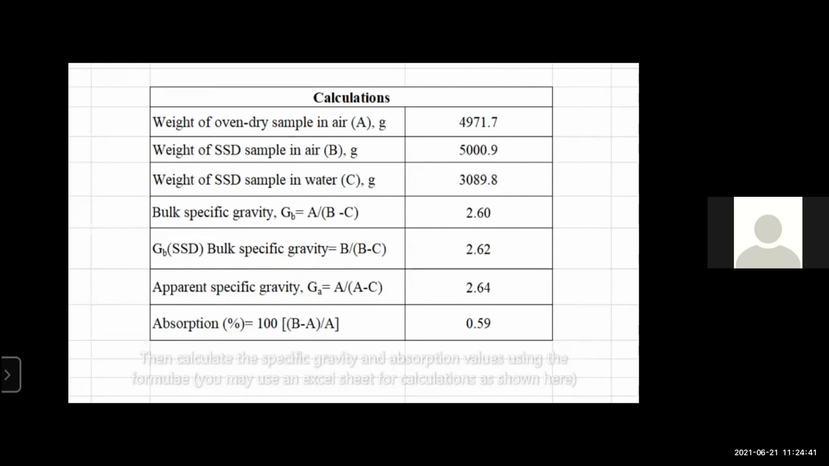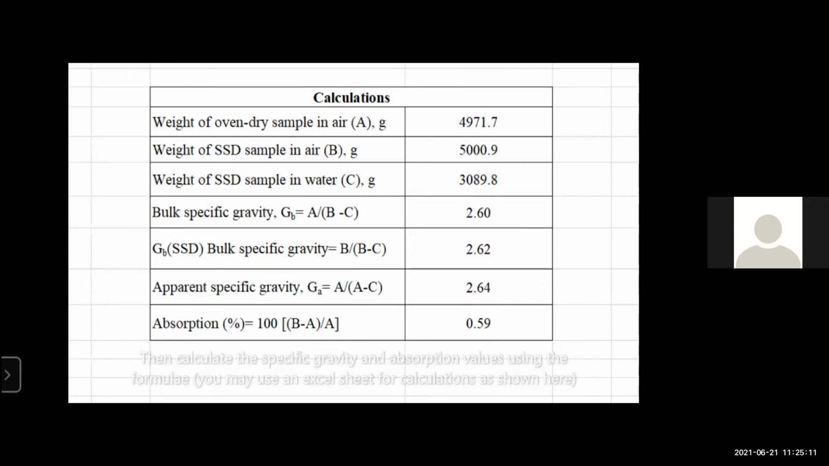Here the weight of SSD sample in water, which is indicated as C, is 3089.8 gram. So basically this is 3 kg. Here bulk specific gravity GB is equal to A by B minus C. So basically A is the weight of oven dry sample in air, and B minus C is the weight of SSD sample in air minus the weight of SSD sample in water.